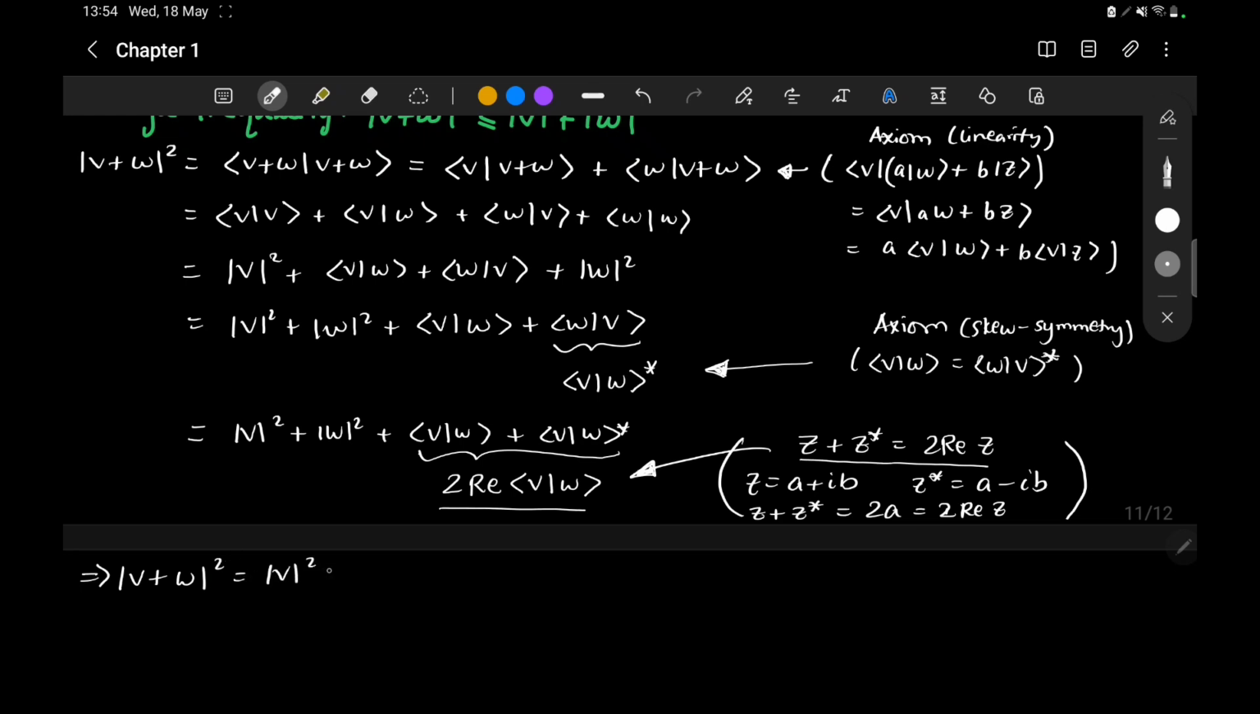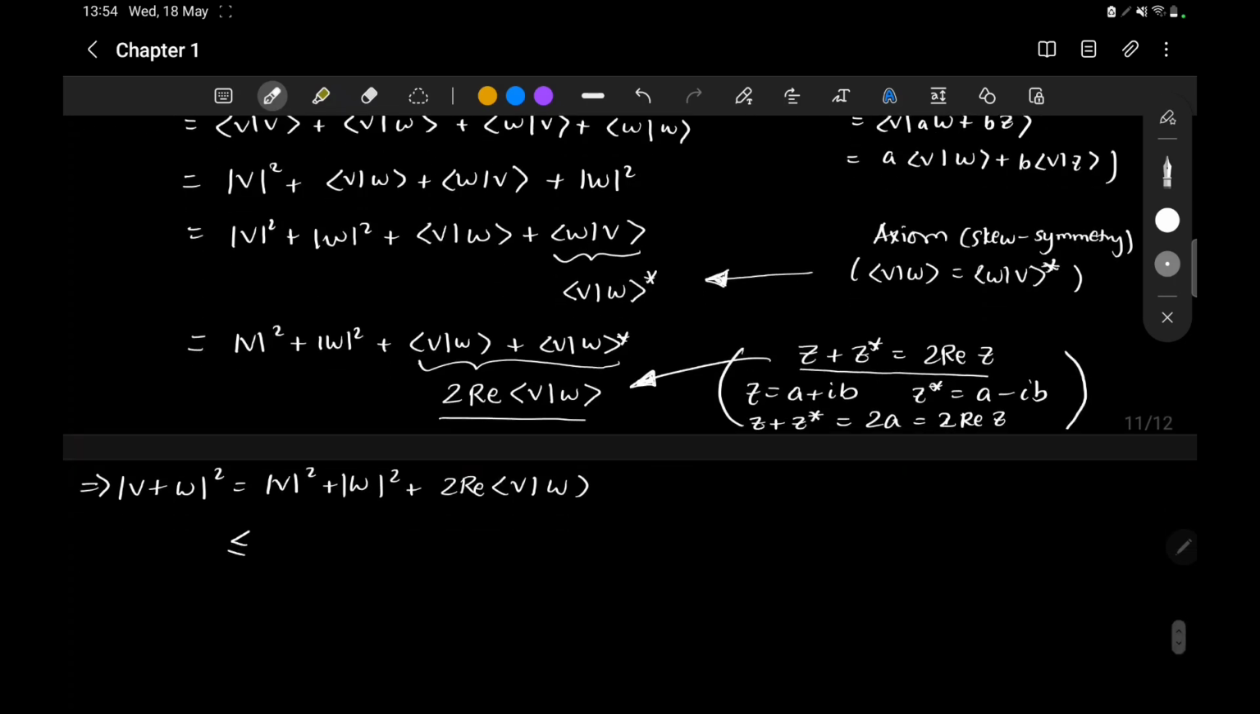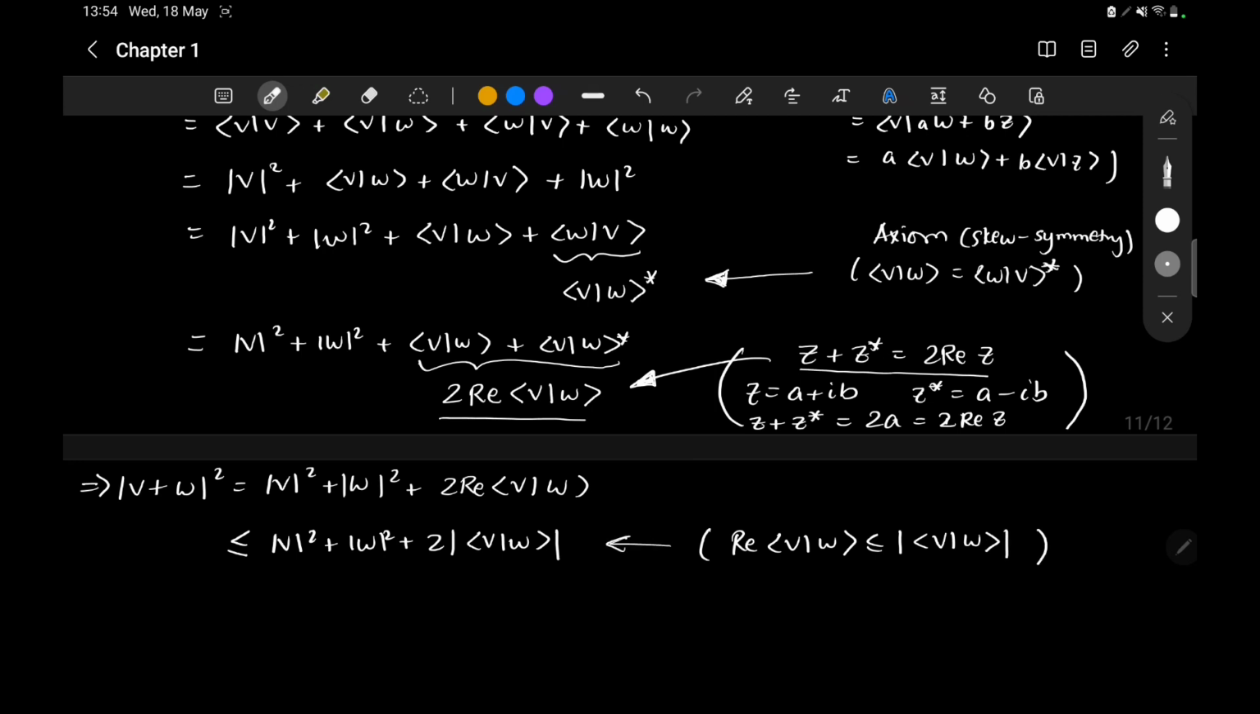Let us first rewrite the above statement. Now we will use that inequality. So this will be less than or equal to mod v squared plus mod w squared plus 2 times mod of vw. So how do we get this? We get this from the identity that we were already given in the question. So from this identity we get this line.